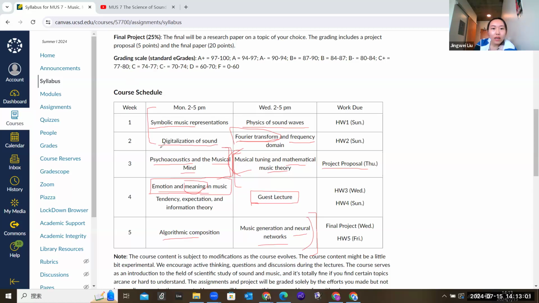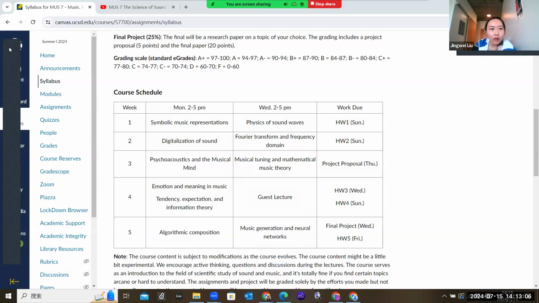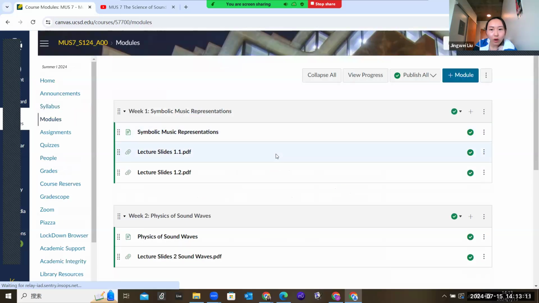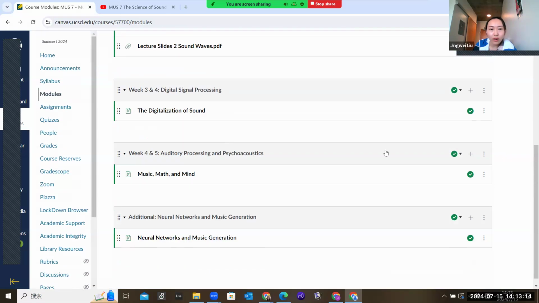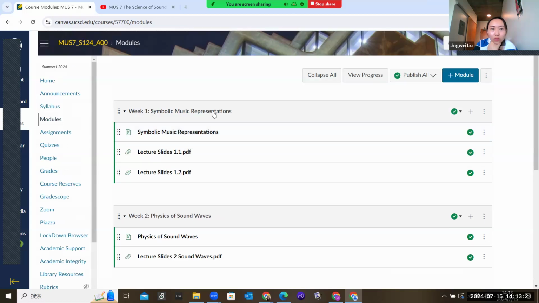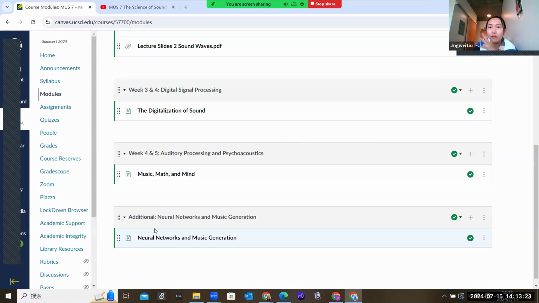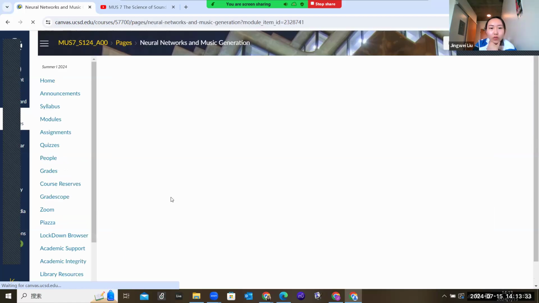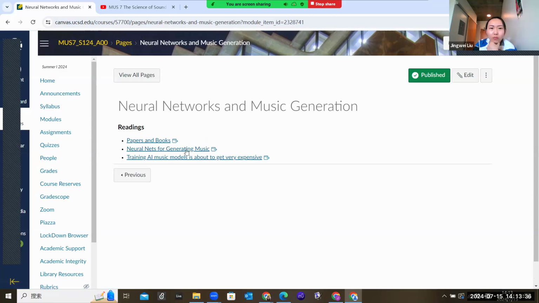Because you are doing your project proposal, I published all our modules here. This is additional: everything in these 5 modules, you can choose from any of those to be your research topic for your project, including the neural networks. I don't think we have time to talk about this.